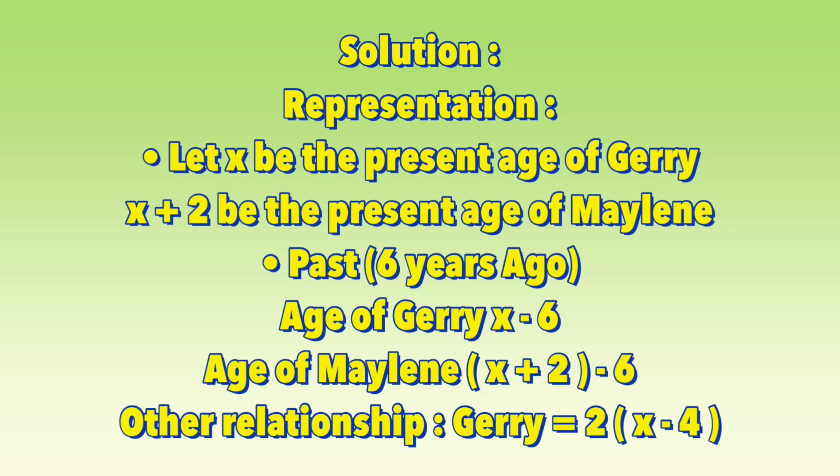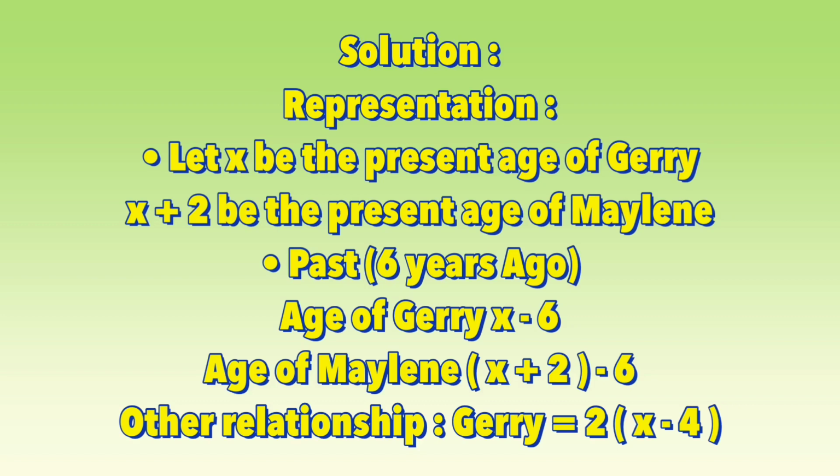And this problem involves past years, so we're going to consider 6 years ago. So for the age of Gerry, we're going to subtract. For past years, we subtract from the present age of Gerry. Since Gerry is x, we have to minus 6 years. The age of Maylene is x plus 2 minus 6 also.